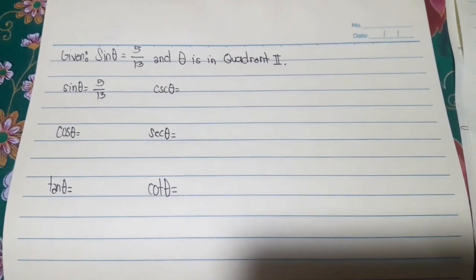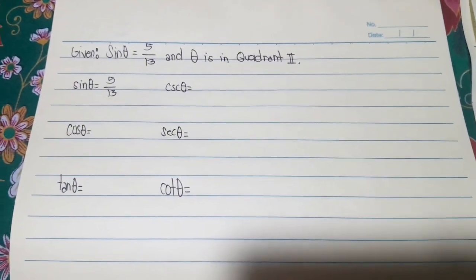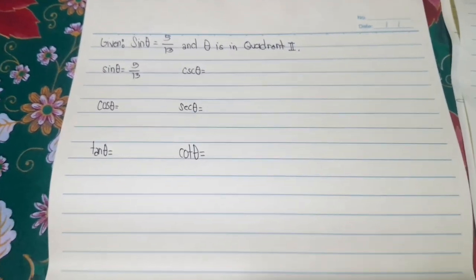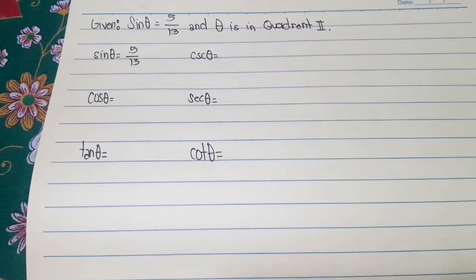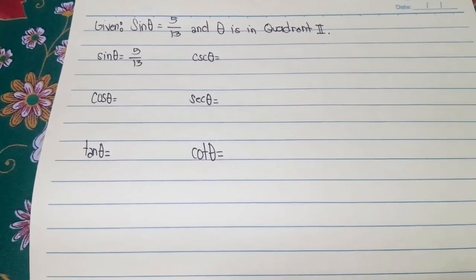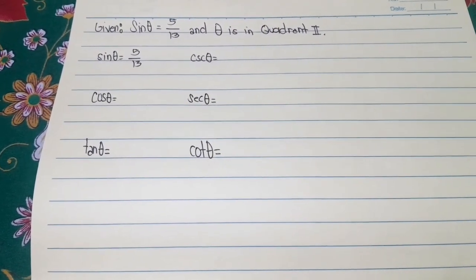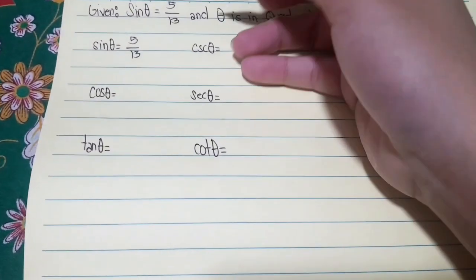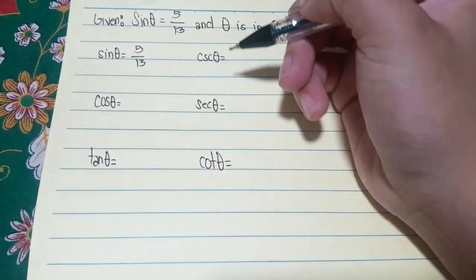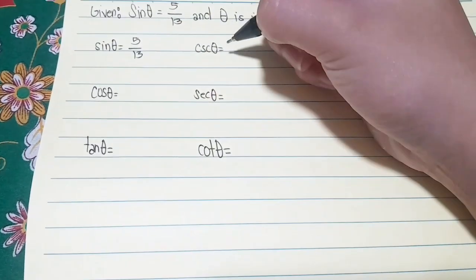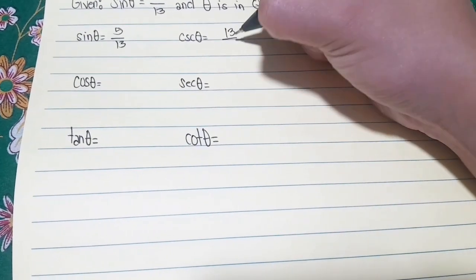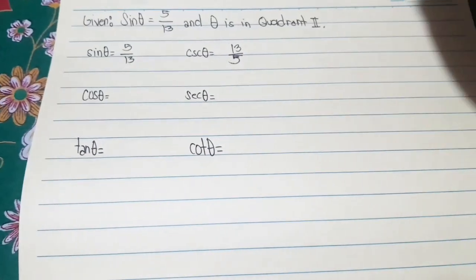We are given that sine theta is equal to 5 over 13 and theta is in quadrant 2. So, we need to look for cosecant theta, cos theta, secant theta, tan theta, and cot theta. We can get the value of cosecant because the value of sine is given, so we just take its reciprocal. So, 13 over 5.